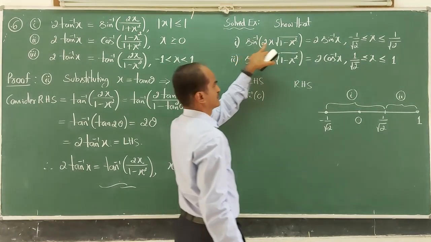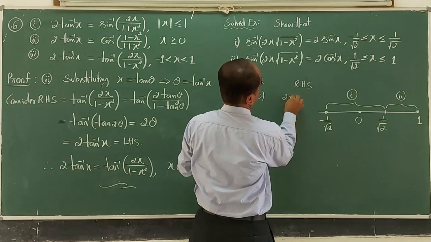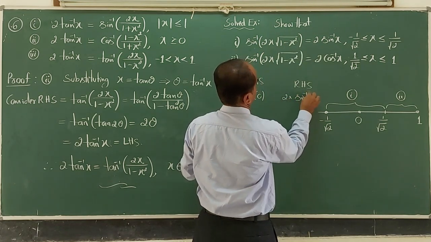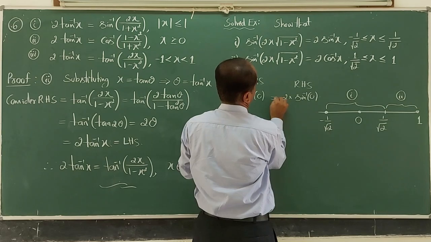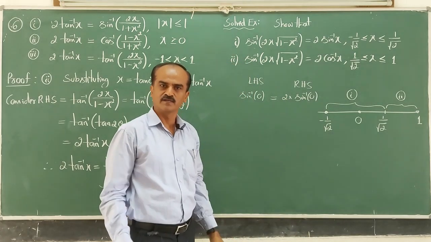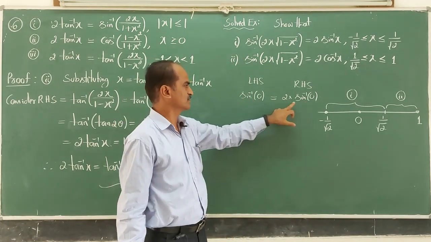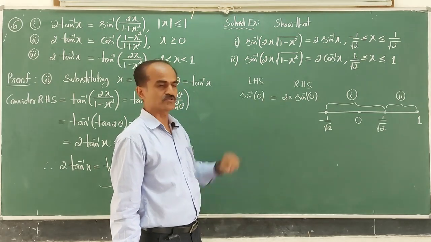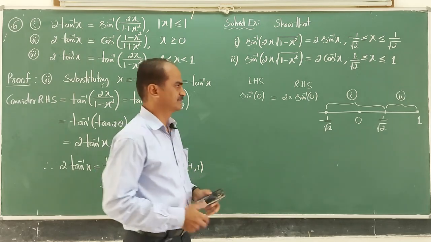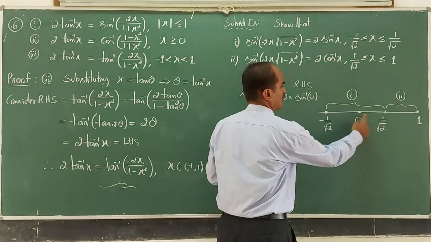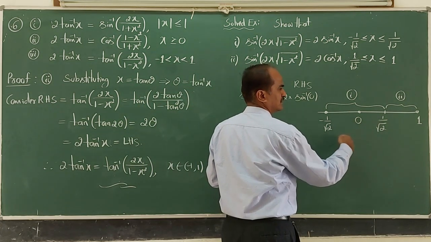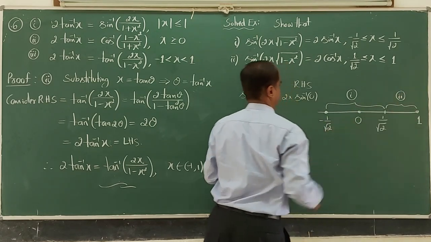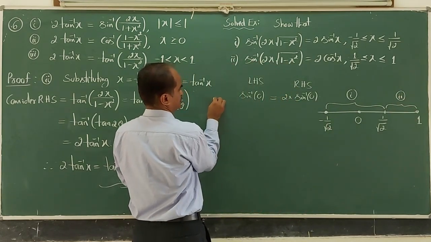What is the RHS? 2 times sine inverse 0. Check, are they equal or not? Definitely. Sine inverse of 0 is 0. 0 into 2 is 0. So therefore 0 equals 0. It is true. Now let me take a number not lying in this interval. Maybe I will take 1. Let us check what happens.